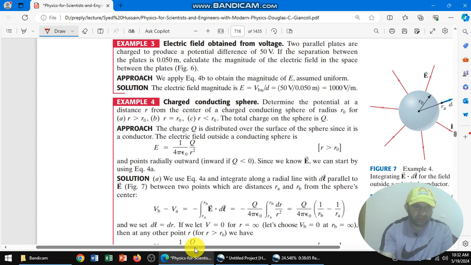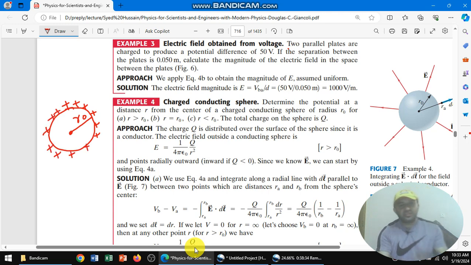For example, we have a charge conducting sphere and the radius of the sphere is r naught, and the charge is distributed on the surface. This is a conducting sphere, meaning it can conduct charge. So charge is distributed on the surface and we have to find the potential outside the sphere.